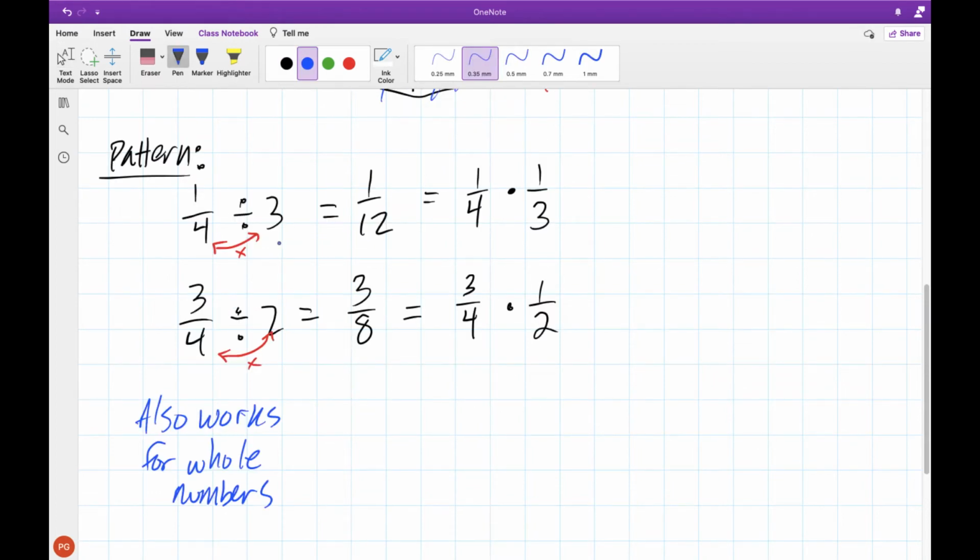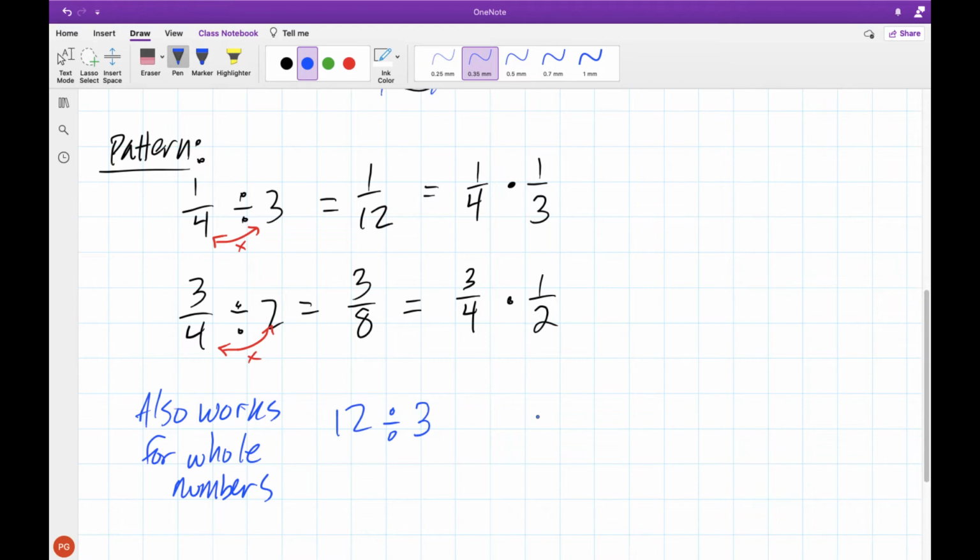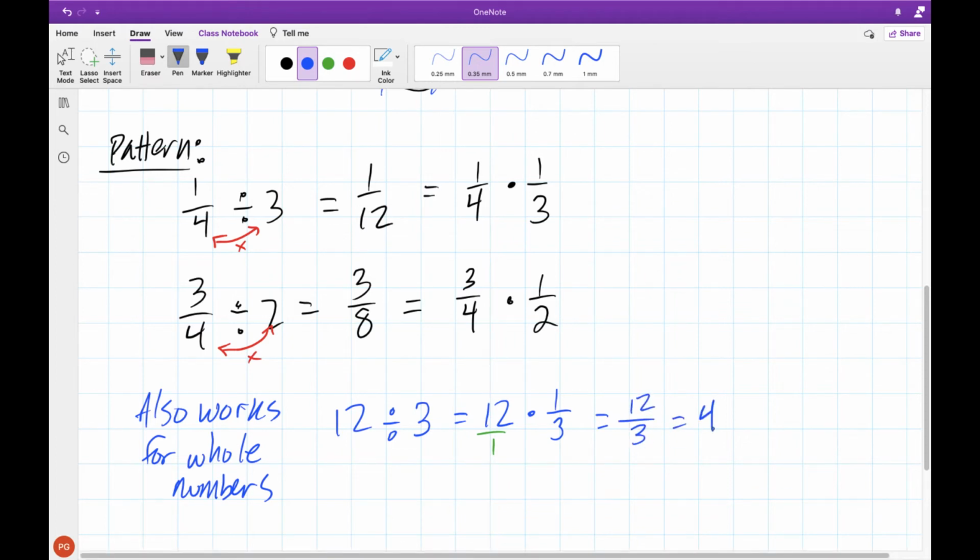And this idea of division being multiplication, but with 1 over the number, also works if both of the things are whole numbers. If we go back to our first example of 12 divided by 3, this is the same as 12 times 1 over 3. And then we can remember that a whole number like this can be written as a fraction if we just give it a denominator of 1. Now we can multiply the tops together to get 12, the bottoms together to get 3, and we can reduce our fraction to get 4.